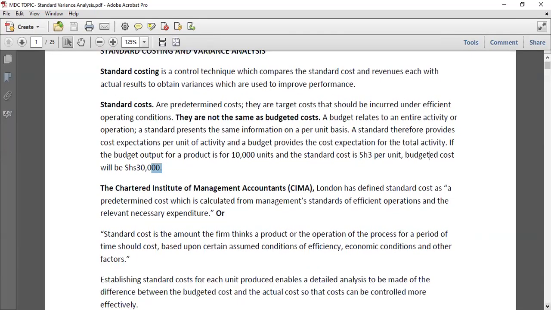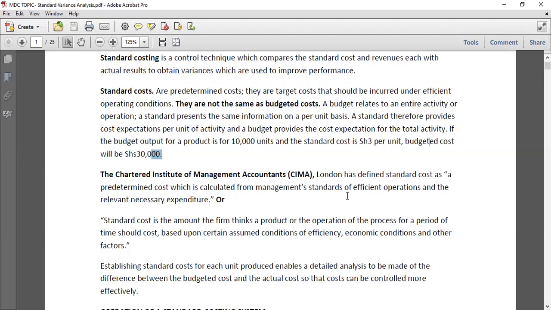The Chartered Institute of Management Accountants defines the standard cost as a predetermined cost, which is calculated from management standards of efficient operations and the relevant necessary expenditures.